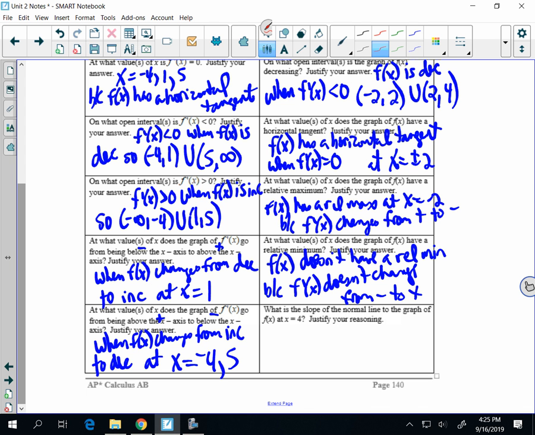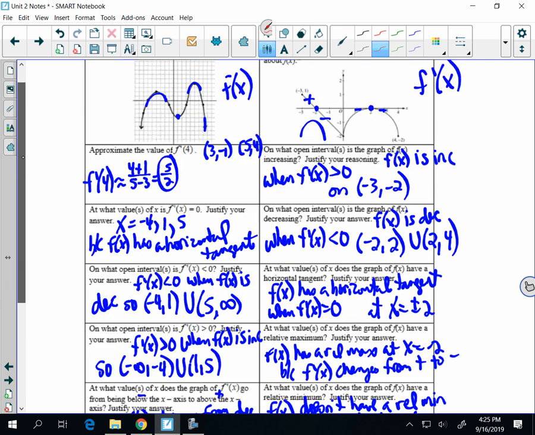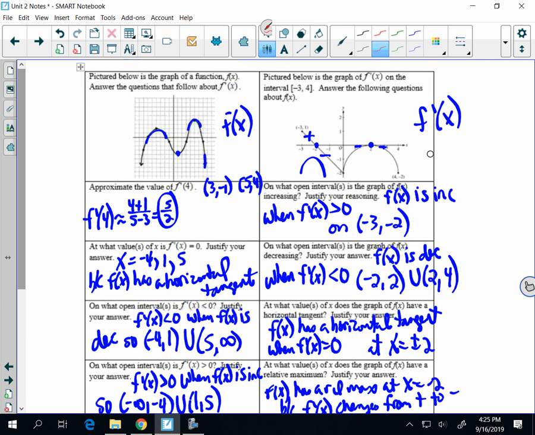And then what about the last one here? It says, what is the slope of the normal line to the graph of f of x at x equals 4? Justify your reasoning. So if we're talking about the normal line, first of all, we need to think about what f prime of 4 is. So let's go up here. This is the graph of the derivative, right? So at 4, f prime of 4 is that y value, which is negative 2.